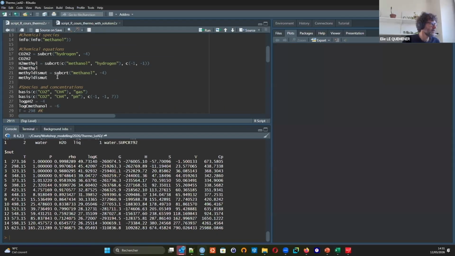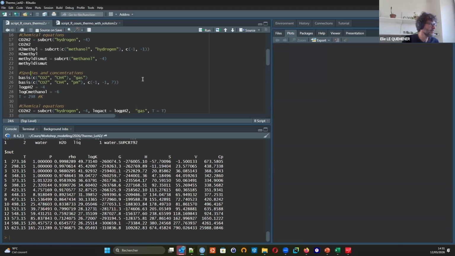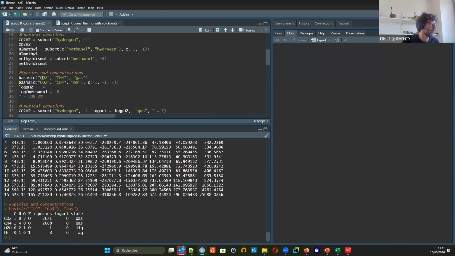And then what I can do is, here I have specified the reaction, but I didn't specify the concentration. So I can then specify concentration and also state. So for example, for CO2 and CH4, I specify that I want gas state. And for CO2, CH4, and pH, I specify the concentration or the partial pressure. So everything is expressed as a logarithm of the concentration or partial pressure. So for CO2, it's -1, which means 10 to the minus 1 as partial pressure. Same for CH4, and for pH, I specify pH 7.